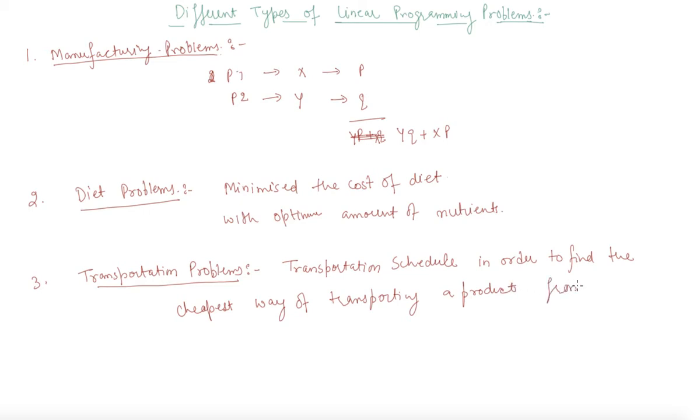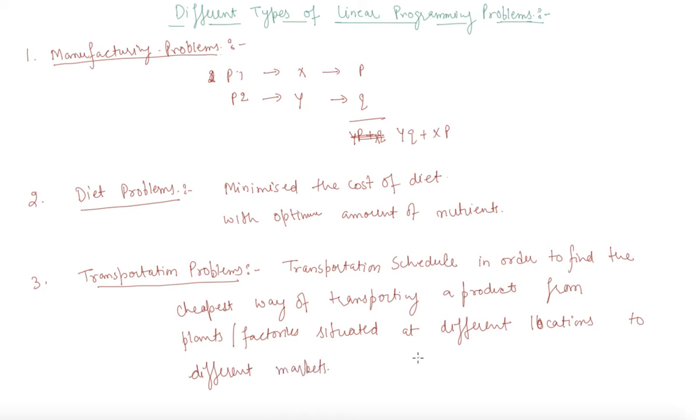from plants, or you can say the factories, situated at different locations, to different markets. Basically, student, in these transportation problems we need to minimize the cost of transportation from going from one place to another place.